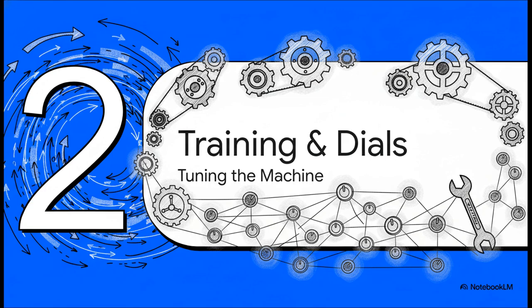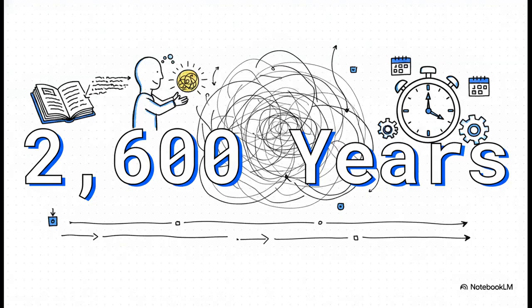We're looking at training and billions of dials, or tuning the machine. Basically, it learns by processing just a downright enormous amount of text, mostly scraped from the open internet. To give you a sense of this staggering scale, and this blew my mind, if a standard human read nonstop, 24 hours a day, 7 days a week, it would take them over 2,600 years to read just the text used to train GPT-3. 2,600 years. And the newer, larger models, they're trained on much, much more than that.